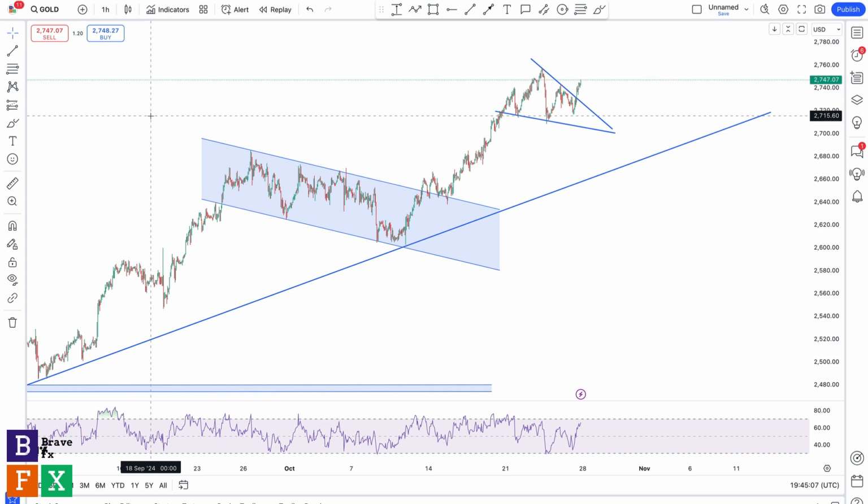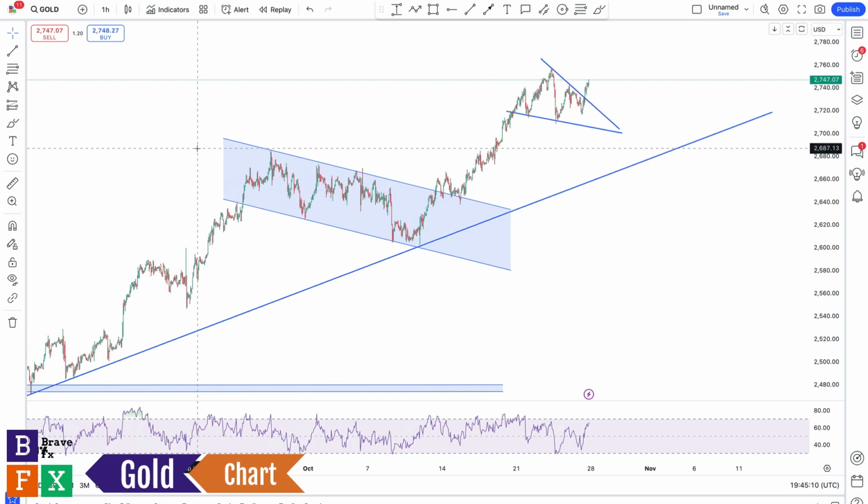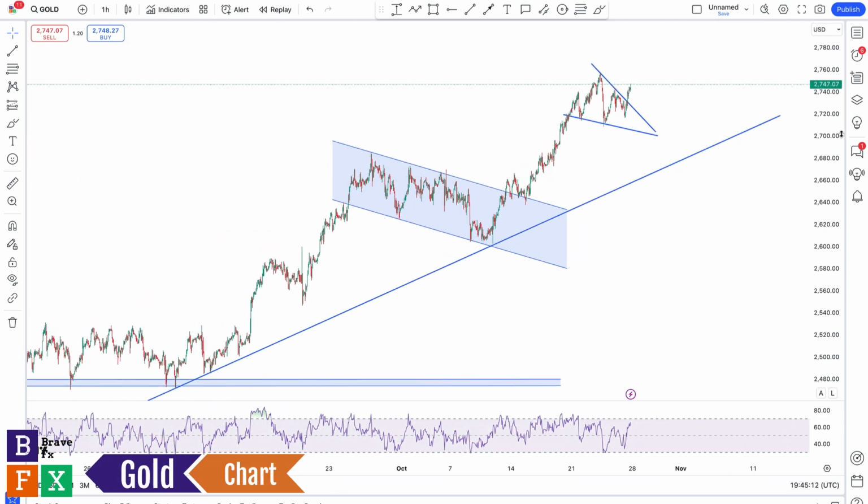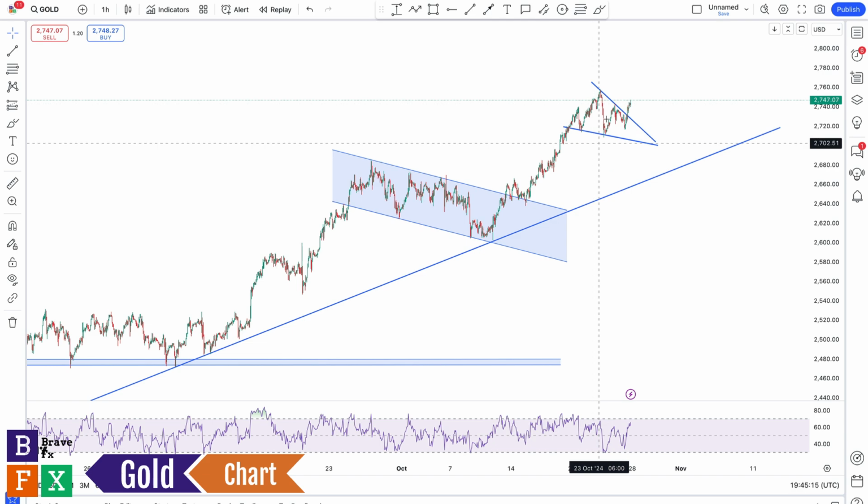So as usual, we're starting with the gold chart. On my screen here, you can see the gold chart on a 1 hour time frame. Last we talked about the possibility of price having some sort of pullback and consolidating before we see a further move to the upside, and that's exactly what happened.